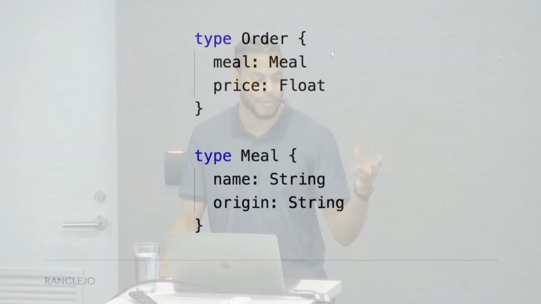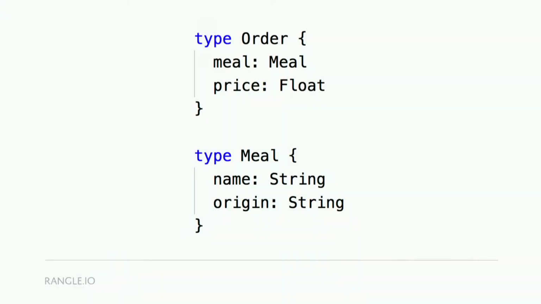So GraphQL starts with the schema. And this is just an example pulled from a schema, for example, a restaurant application where you define a custom type. In this example, it's an order, and you have a meal. And again, you can just think of it as a model for your data.